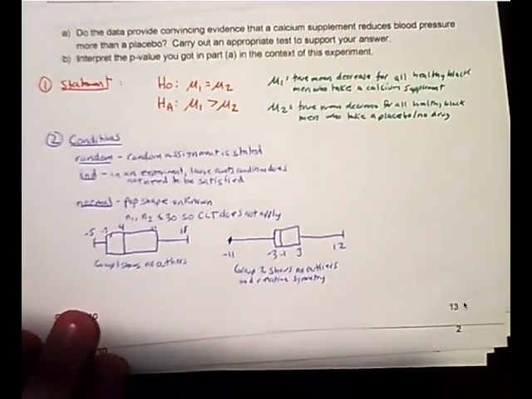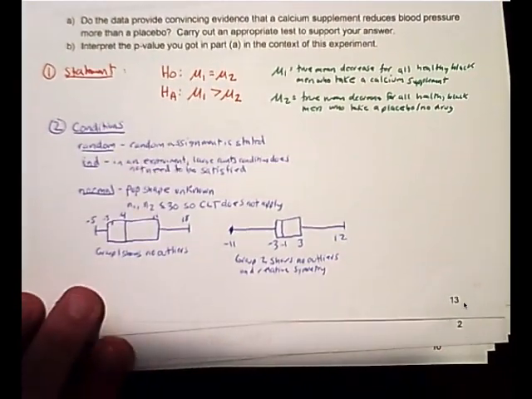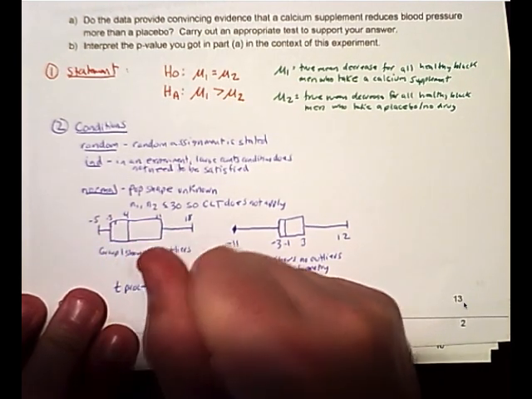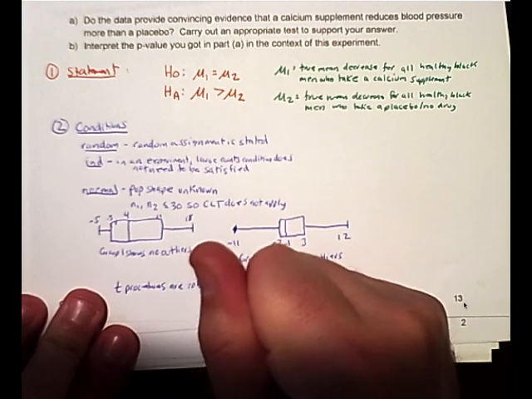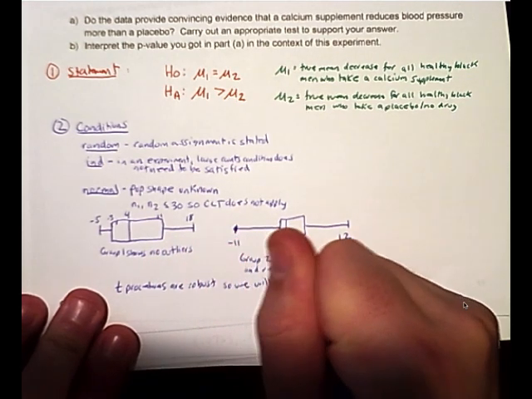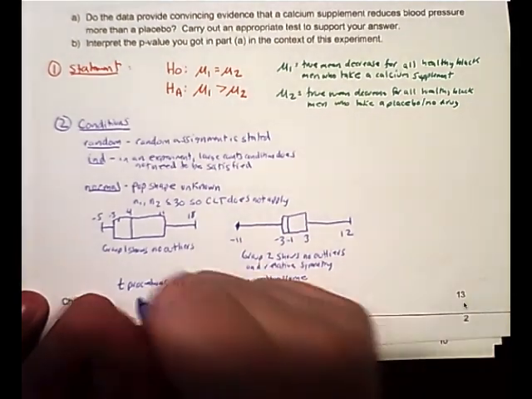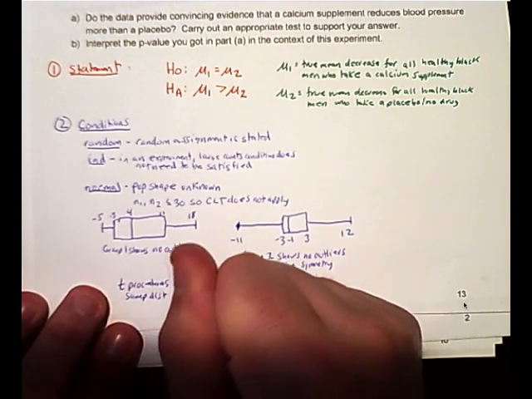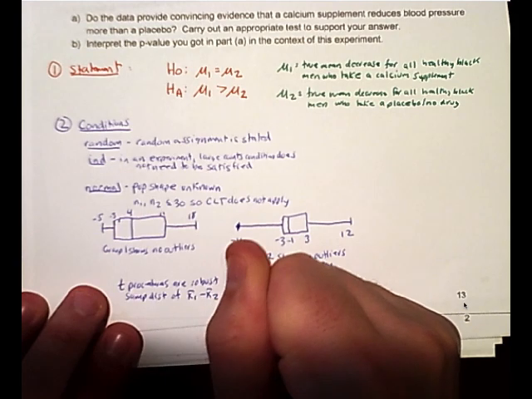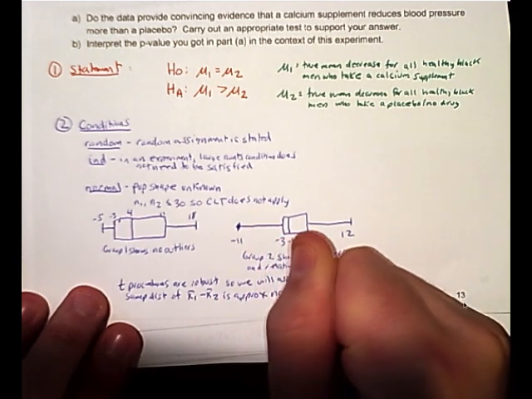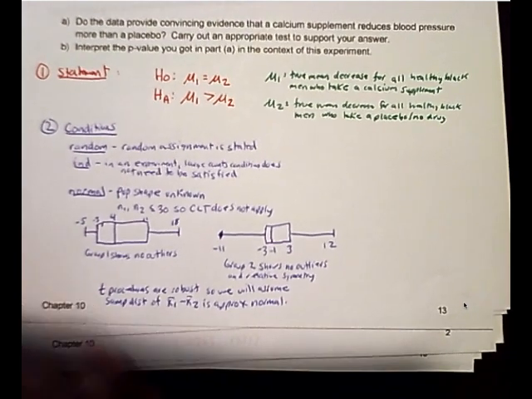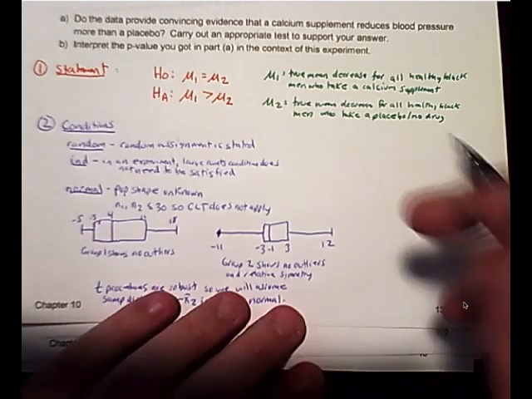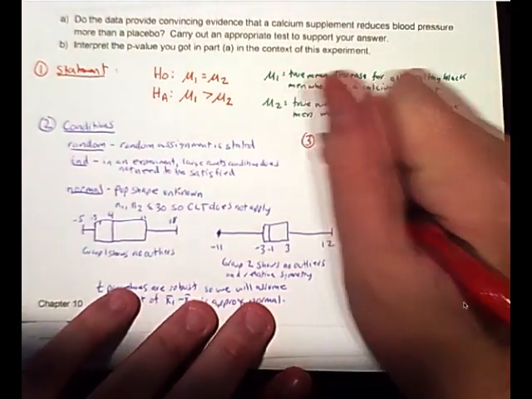All right, so I would say something to the effect here that T procedures are robust. So we will assume the sampling distribution of x bar 1 minus x bar 2 is approximately normal. Now, step 3 is going to be my calculations.